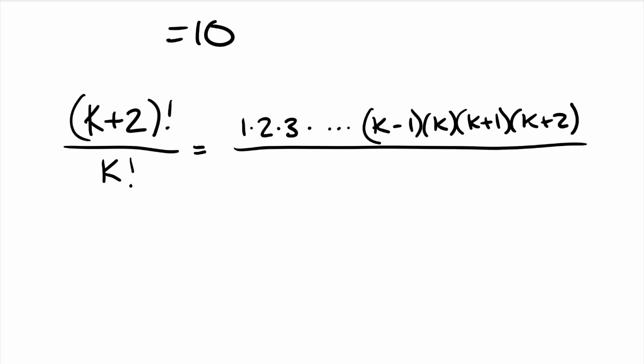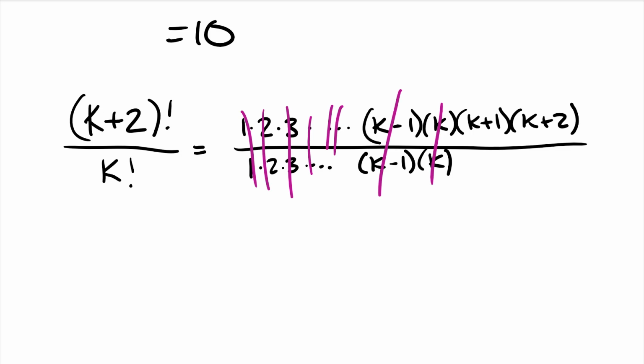And now k factorial will be 1 times 2 times 3 times ... k minus 1 up to k. As we can see, the 1's cancel, the 2's, the 3's, everything else, all the way up to the k minus 1 and the k, and the only thing we're left with is k plus 1 times k plus 2. These are our factorials. We've got to be solid with them.